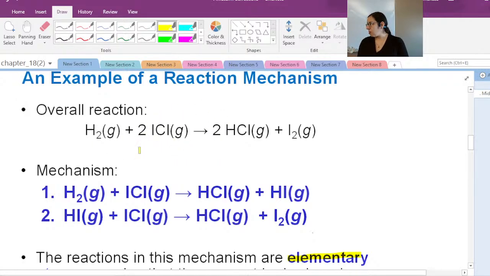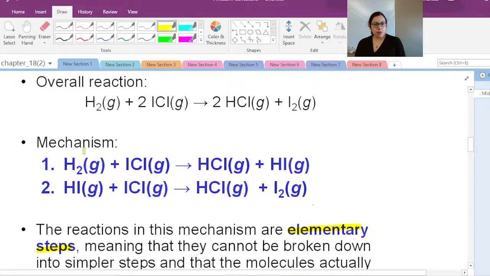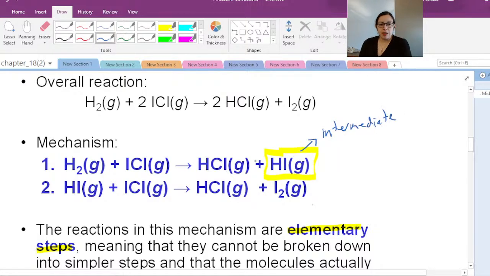Again, this is just our overall reaction, what we might observe. But the question with figuring out this mechanism is, how do you quantify HI, maybe detect it, and notice what this is. This is going to be an intermediate, a species that is present in the middle of the reaction, then goes away by the end. Being able to track those intermediates helps give us insight into the mechanism.